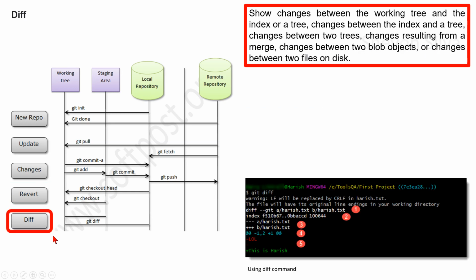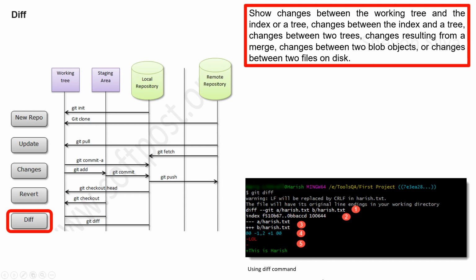Now we are considering diff. It shows changes between the working tree and the index or a tree, changes between the index and a tree, changes between two trees, changes resulting from a merge, changes between blob objects, or changes between two files on disk. This is a sample usage of the diff command. Note, the diff command will produce the changes in all the files that are present. For changes on some specific files only, type the name of the file after the command.